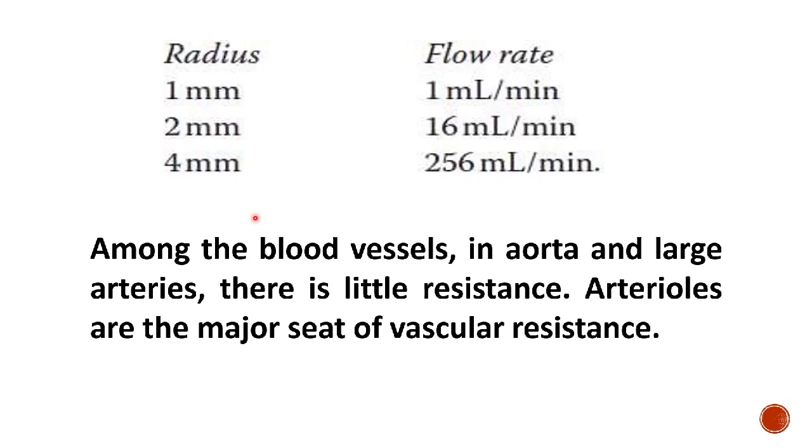Among the blood vessels, aorta and large arteries have only little resistance, and the arterioles are the major seat of vascular resistance because of the small bore of the vessels, that is 30 micrometers in diameter, and the presence of a large amount of smooth muscle. I told you, the arterioles have more vascular smooth muscle, which has the property of auto-regulation. So constriction of arterioles increases the resistance and decreases blood flow, while dilatation does the opposite.